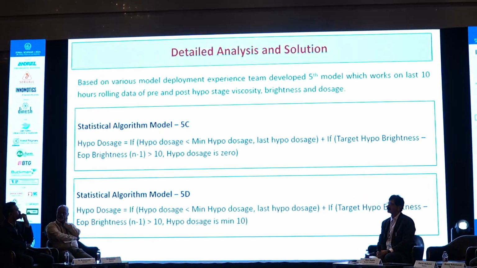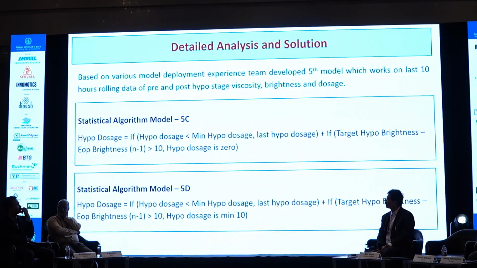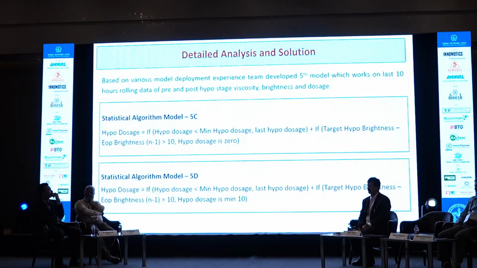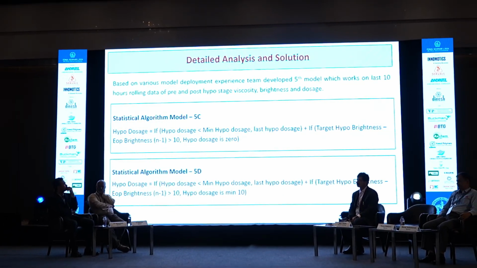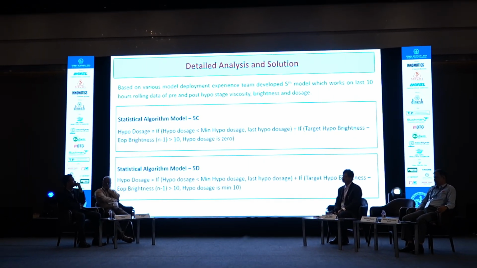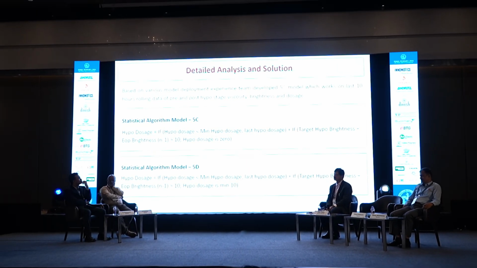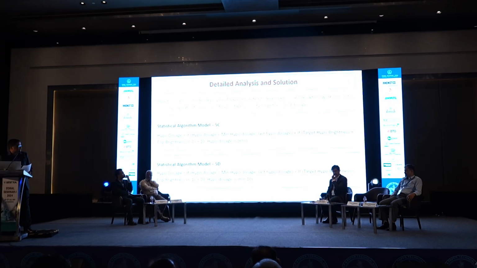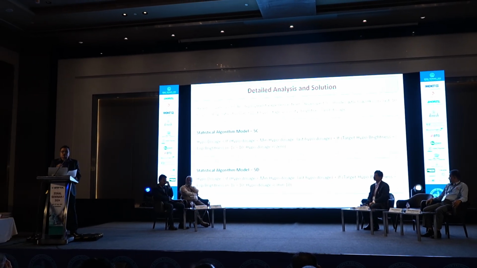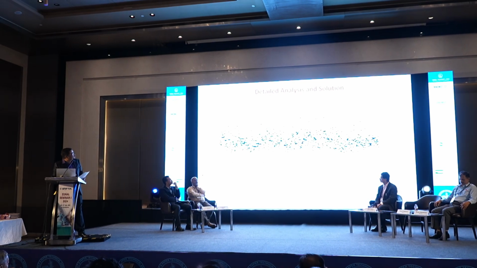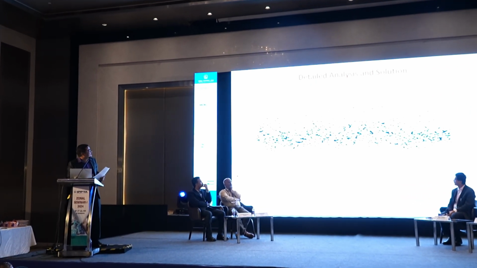Further, we developed the 5C and 5D models. Why? Because in the multivariate 5C model, sometimes the hypo dosage was recommended as 0. So for that, we had to improve. We improved it in the 5D process so that the hypo dosage does not become 0 at the time of process run.